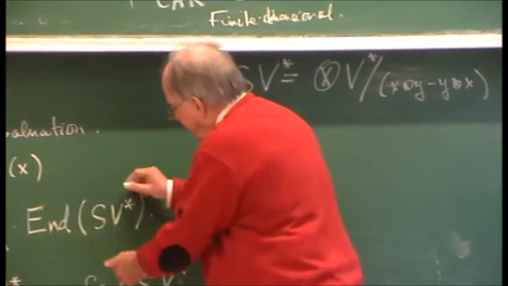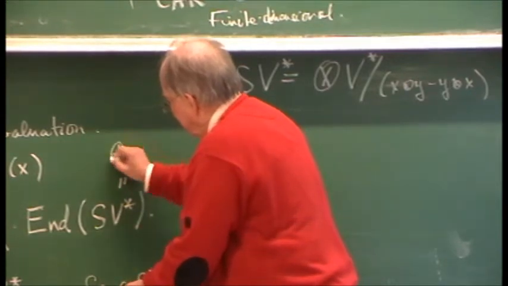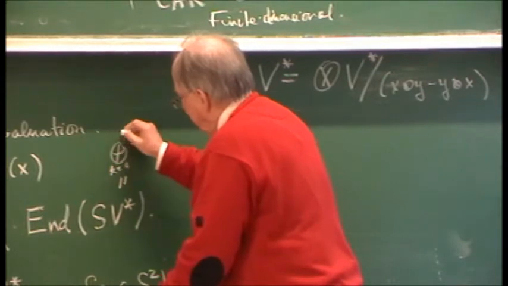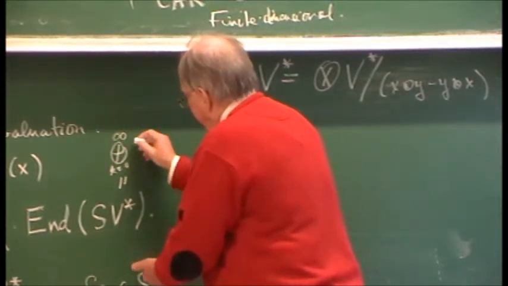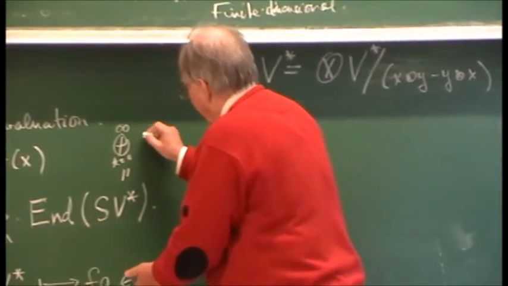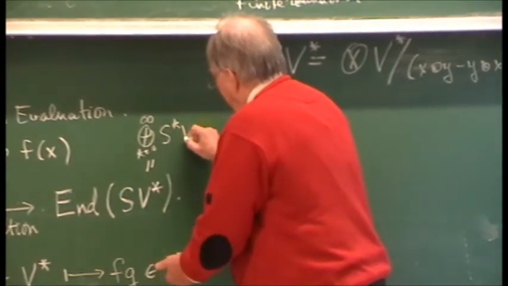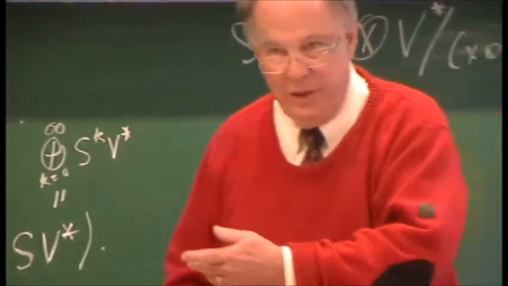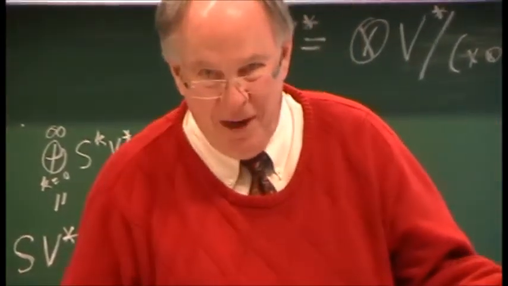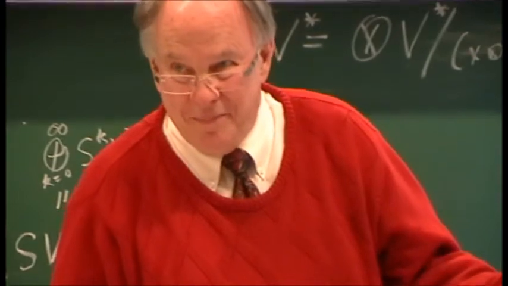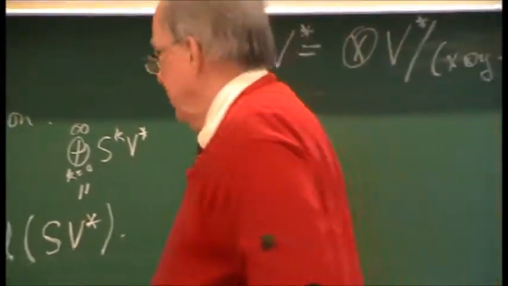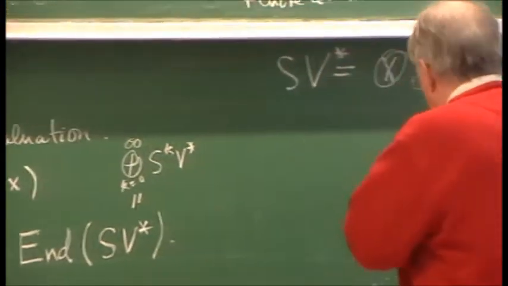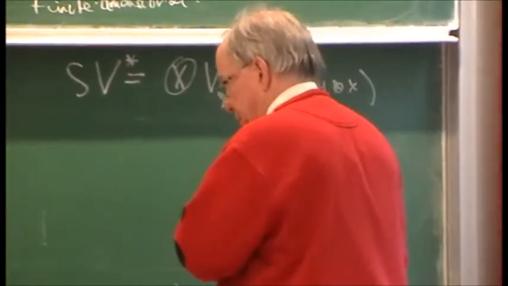The symmetric thing, if you write it out, is the direct sum over K of the K-fold symmetric products, and these, of course, are the homogeneous polynomials. It's just a statement that every polynomial is a linear combination of monomials of a certain degree. Okay, fine. They are symmetric polynomials.